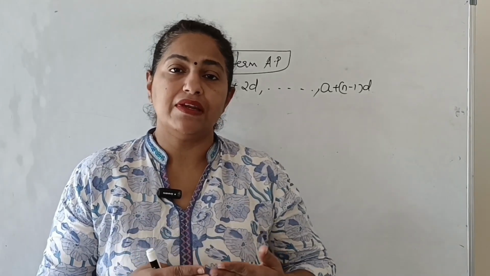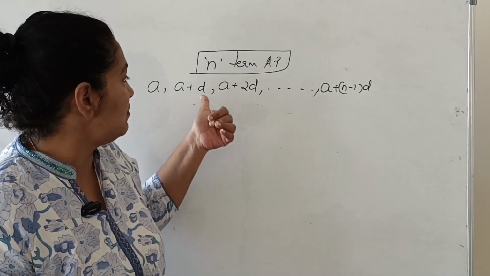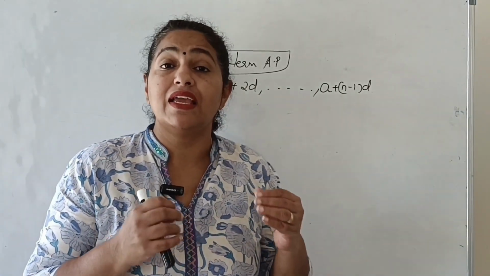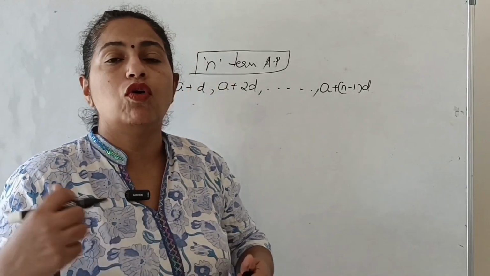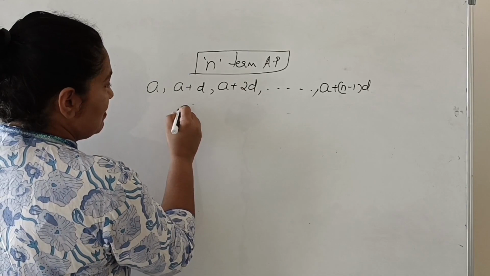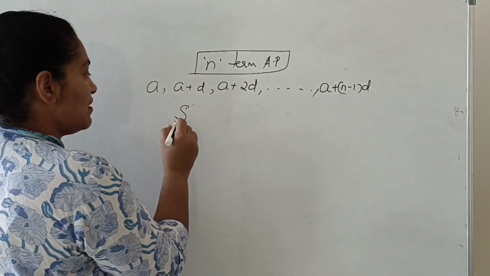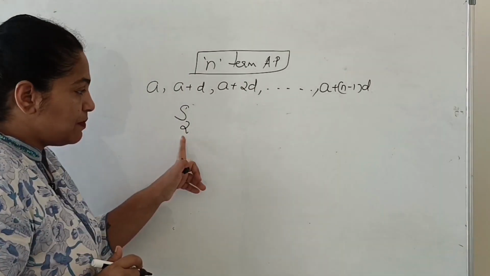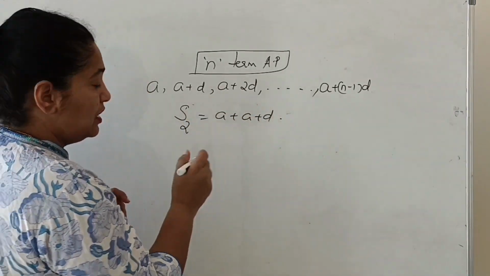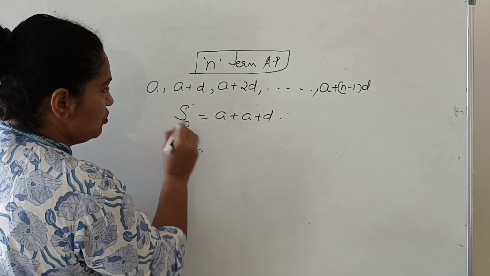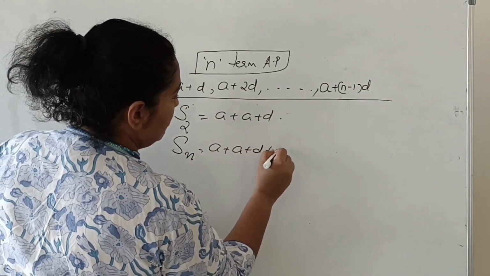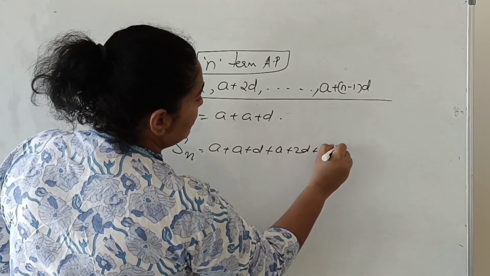Take an AP represented in the general form a, a plus d, a plus 2d, up to a plus n minus 1 d. As you can see, it is an n-term AP. Now, what do you mean by the sum? Sum means adding up the terms. So the sum of the first 2 terms, I am going to represent as S2, that will be a plus a plus d. Correct. So, what is the sum of n terms? You have to add all these terms, which is a plus a plus d plus a plus 2d up to a plus n minus 1 d.